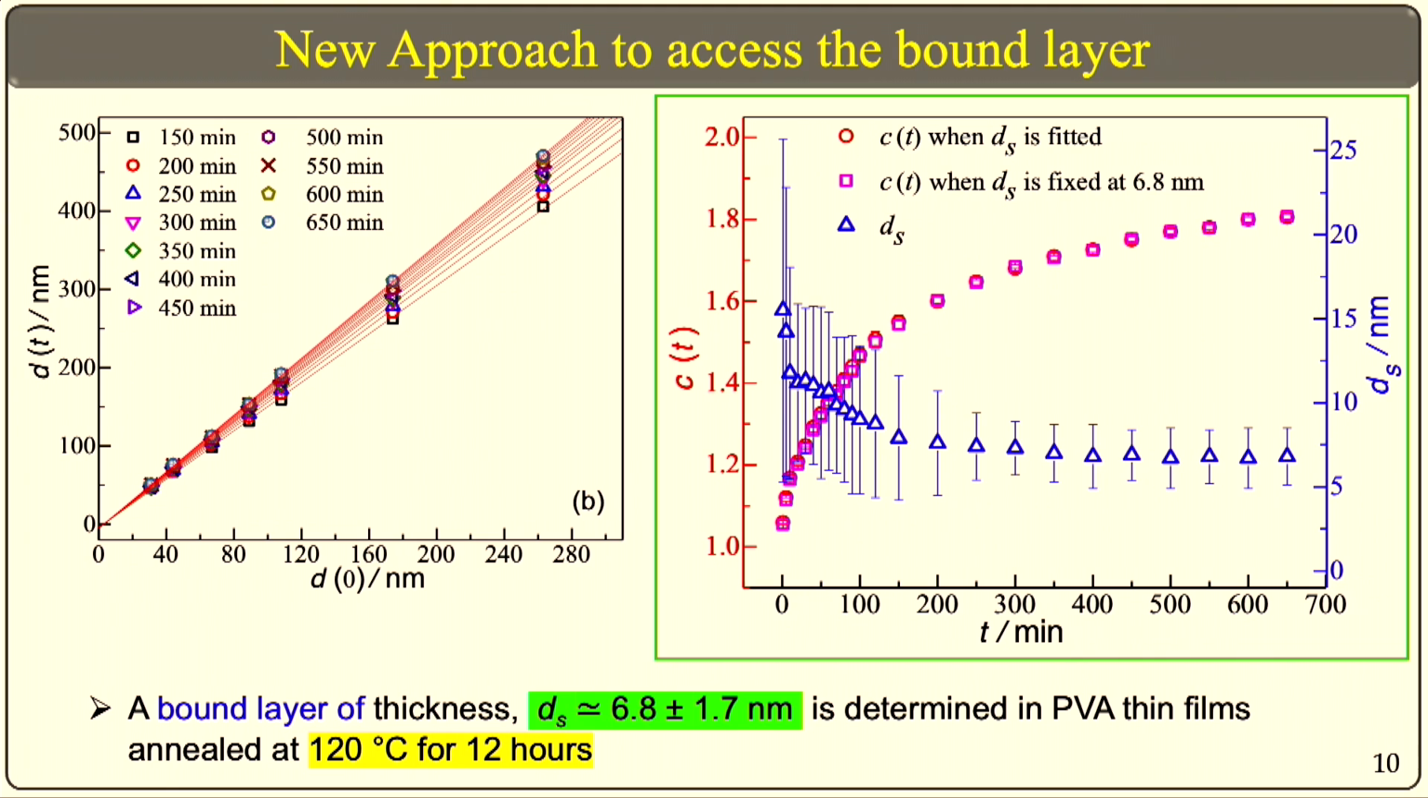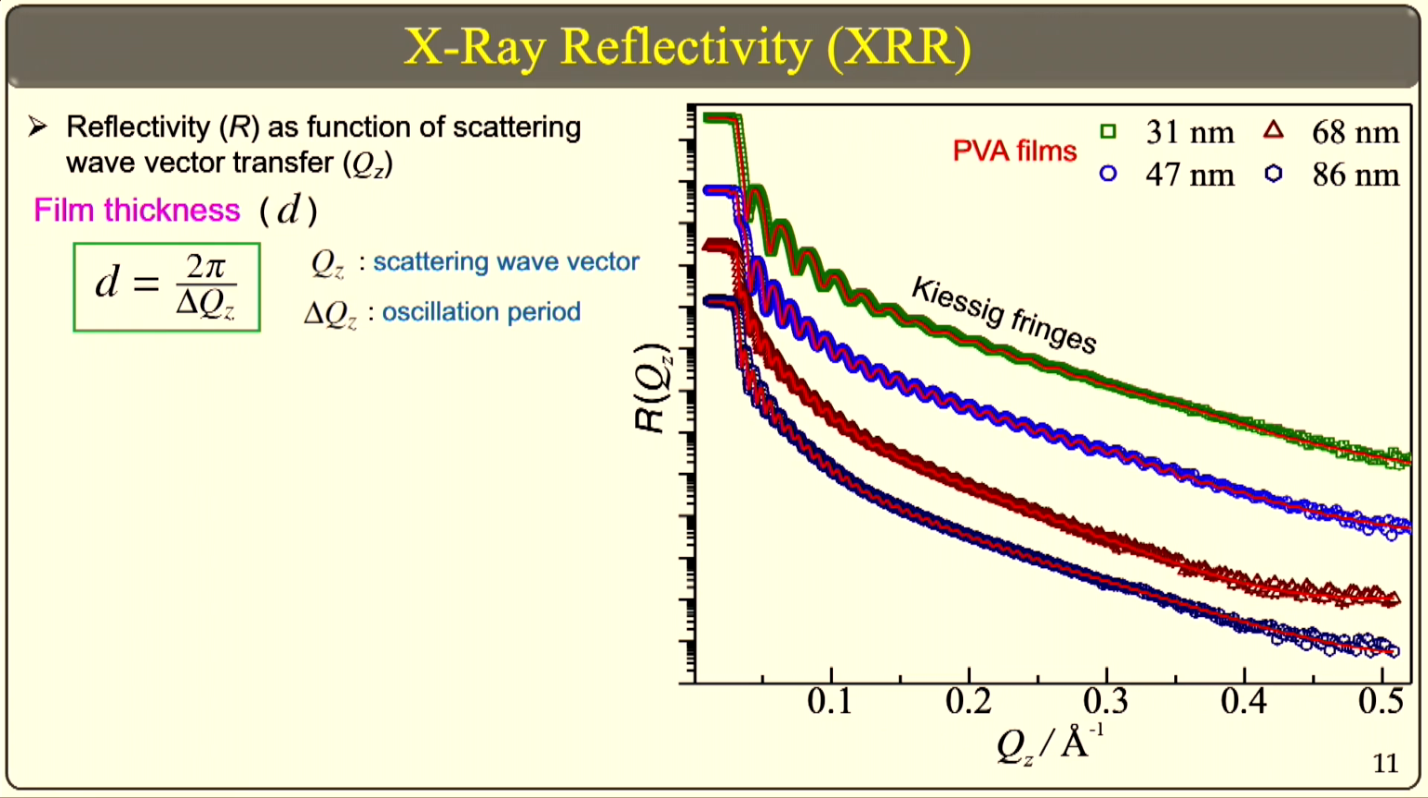Now before this, to confirm this with an independent technique, we have used X-ray reflectivity. So you have reflectivity as a function of the scattering wave vector transfer, which is a Fourier transform of the angle of grazing incidence. These oscillation fringes are the so-called Kiessig fringes. Because you have a film, you have interference of X-rays from the top and the bottom interface, and these are for different thin films. As you can see, they are just shifted for clarity, and from the width of the oscillation fringes itself we can determine the thickness as well.